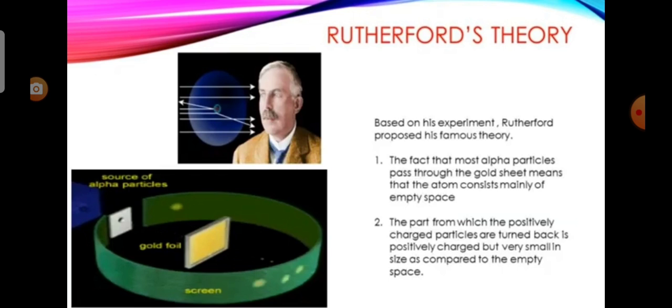Based on this experiment, Rutherford proposed his famous theory. In his opinion, the fact that most alpha particles pass through the gold sheet means that the atom consists mainly of empty space. The part from which the positively charged particles are turned back is positively charged but very small in size as compared to the empty space. From these inferences, Rutherford presented his theory on the structure of atoms. For this theory, he was awarded the Nobel Prize for Chemistry.